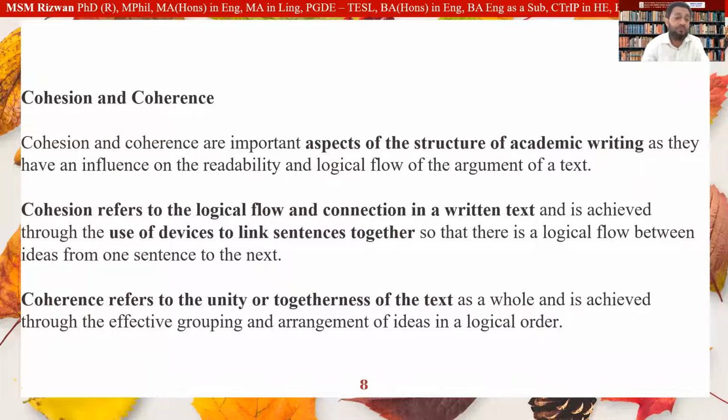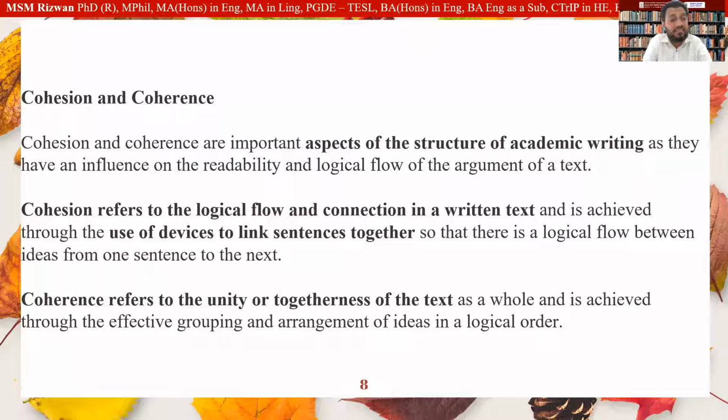It can be achieved through the effective grouping and arrangement of ideas in a logical order. So you have the ideas, and whether they are appropriately, efficiently grouped and arranged in a logical manner throughout the text. You may have a flow of ideas. All the ideas should be placed in a logical manner in order to achieve coherence within the text.